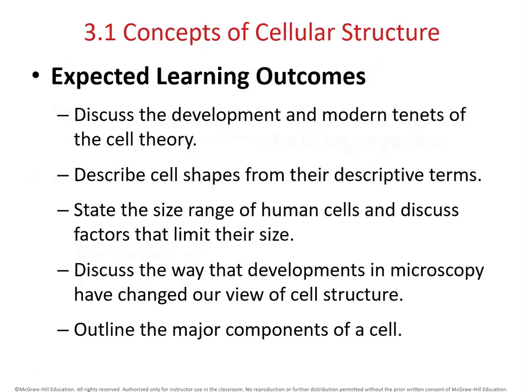Specifically in section 3.1, we're going to be talking about cell theory, several different shapes of cells, looking at the various sizes of cells, talking about how developments in microscopes allowed us to see cells more clearly, and then very briefly the major components of the cell, which we'll be talking about in much more detail in later videos of chapter 3.